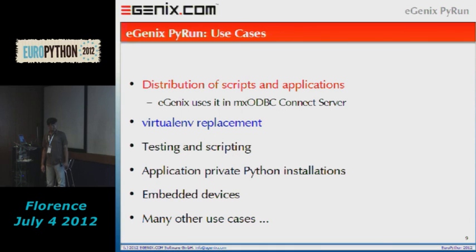It's good for having application private installations. For example, if you install Track on your server, you might want to have a dedicated Python installation just for Track on that server instead of using the system one. Because of the size, it's also interesting for embedded devices, but we don't have any experience with that. I just put that on the slide there. And there are probably many use cases that we've not listed here, so it's basically up for experimentation.